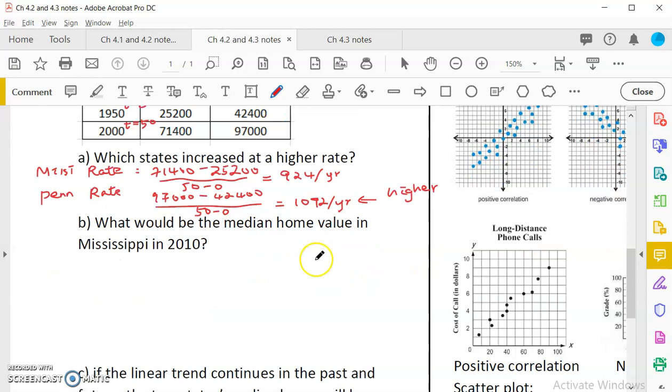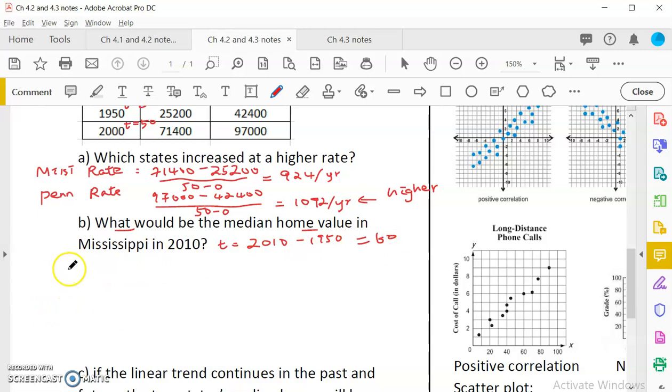What would be the median home price in Mississippi in 2010? So that's for prediction. What home value? So home value is Y. They want to find Y with an input T. So T equals 2010 as the time. So 2010 minus 1950, because when we use T equal to 0 at 1950, everything is relative to this, so that would equal 60.